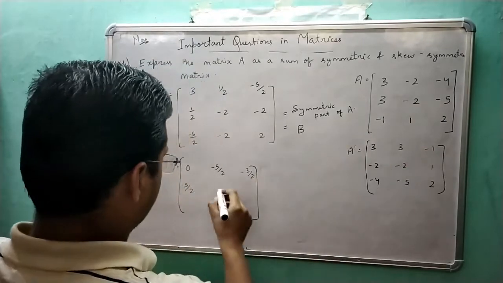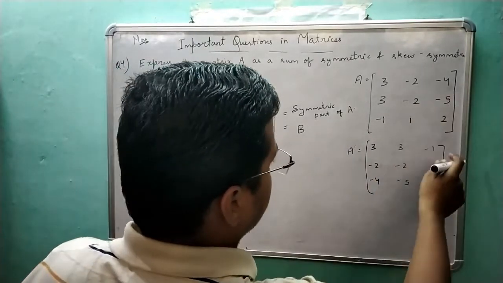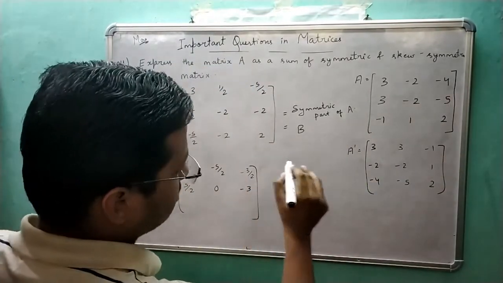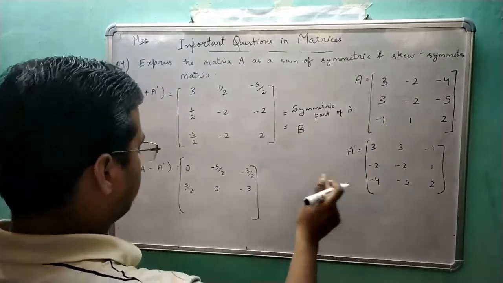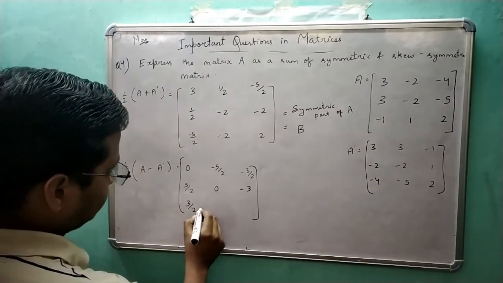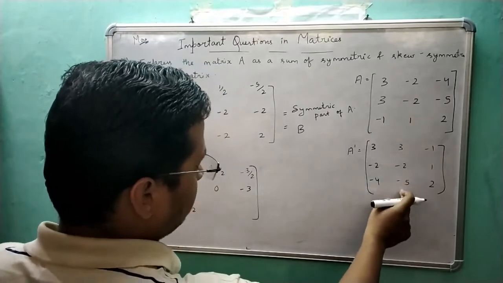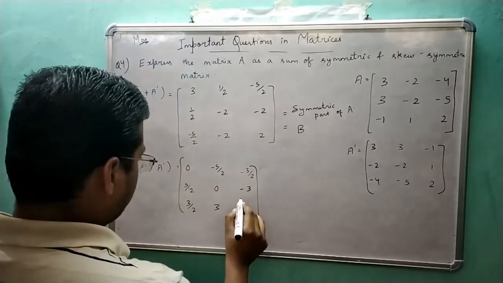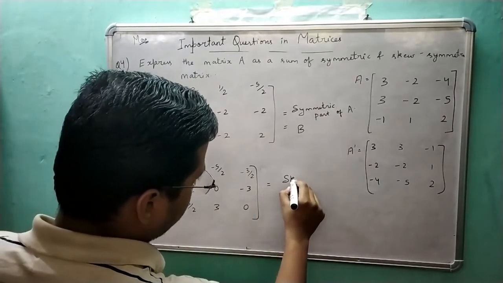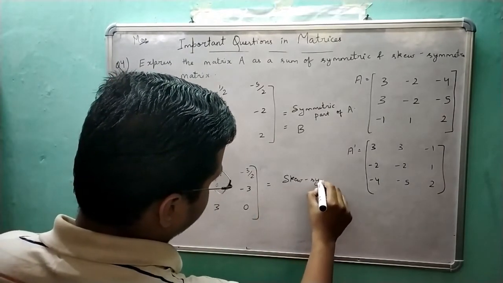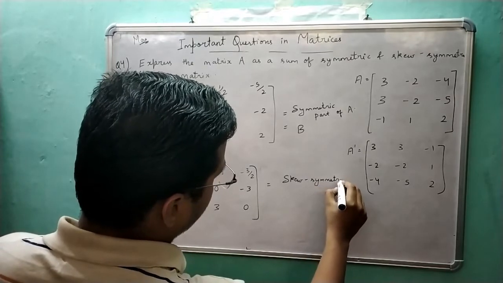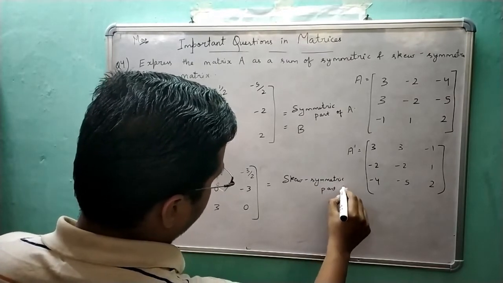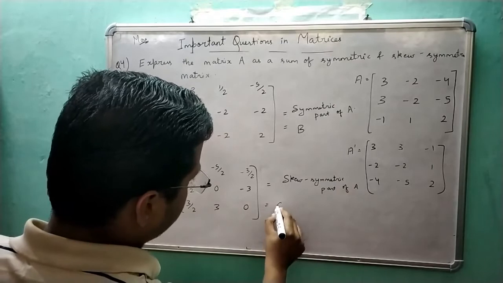Minus 2 plus 2, 0. Minus 5 minus 1, minus 3. Minus 1 plus 4, 3 by 2. 1 plus 5, 6 by 2 is 3. 2 minus 2, 0. So this is the skew symmetric part of A. Let us represent this by C.